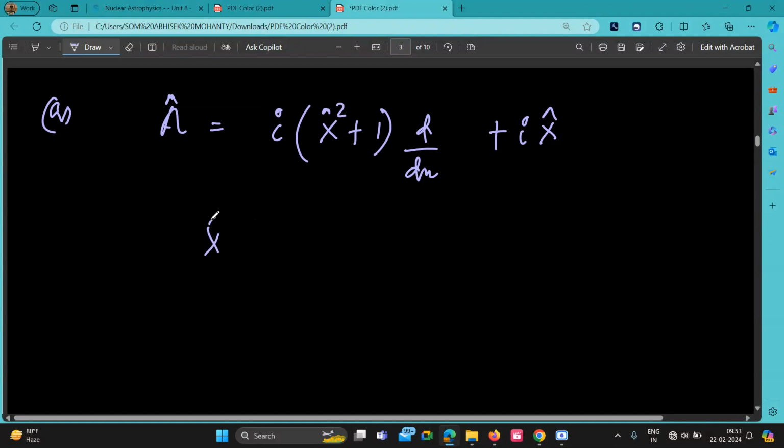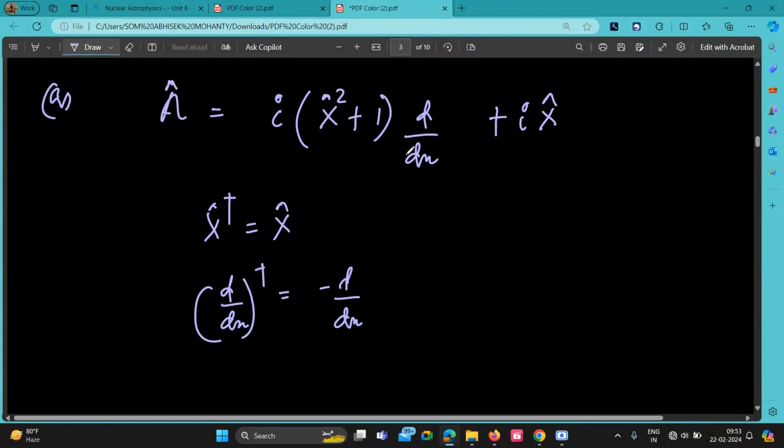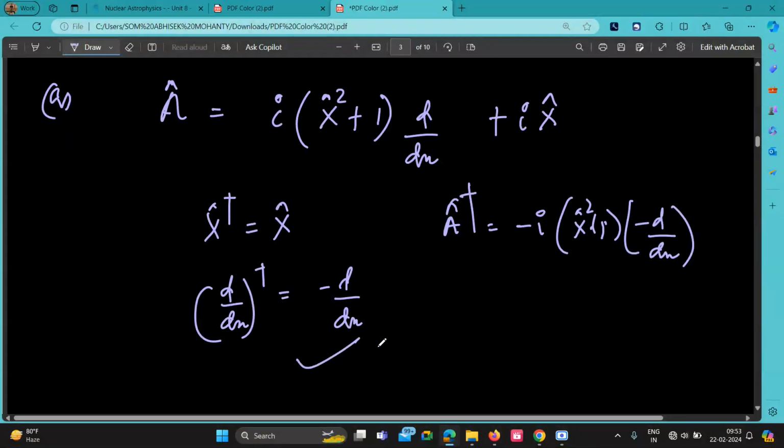So you have to know that the x cap position operator is Hermitian, but d/dx dagger is minus d/dx. Just remember this, we have to use it here. So if I write A dagger, the first one will be minus i (x² + 1), but this one will become minus d/dx, and this one will become minus i x. Is it right?